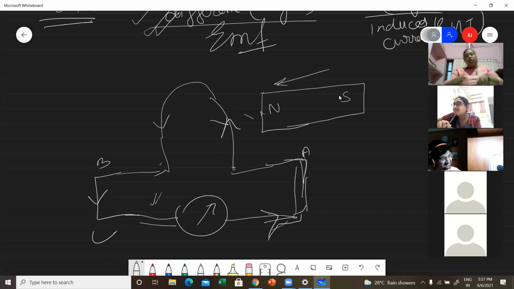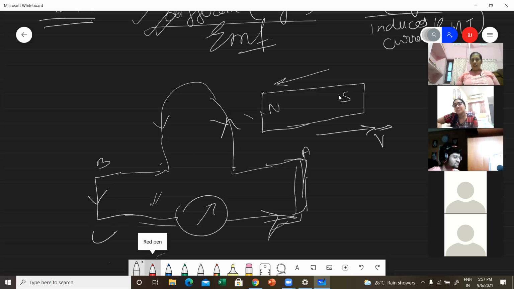Now if my motion is this side, my current will be just reverse. It will be like this, and the magnetic field will be outward. So the flux is decreased. If flux decreases, the induced current will decrease. So my EMF also decreases. Is this clear?